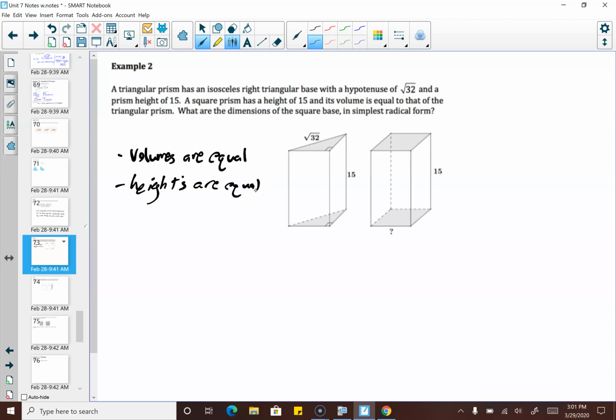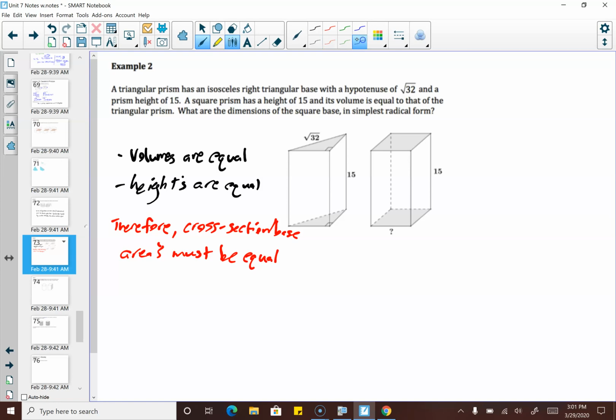So this is almost like using Cavalieri's principle in a different direction. So therefore, the cross-section slash base, now if they're prisms, we can call them base. The cross-section or the base areas must be equal. So what we need to figure out is the dimensions of this isosceles triangle. So this way we can find the area and then match that area up to the square.